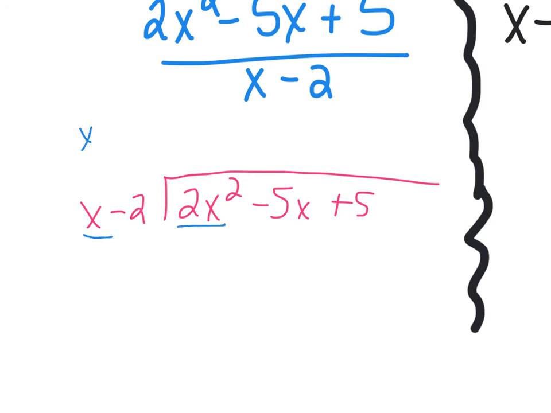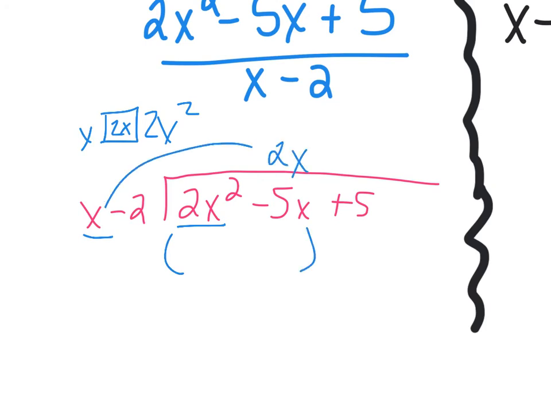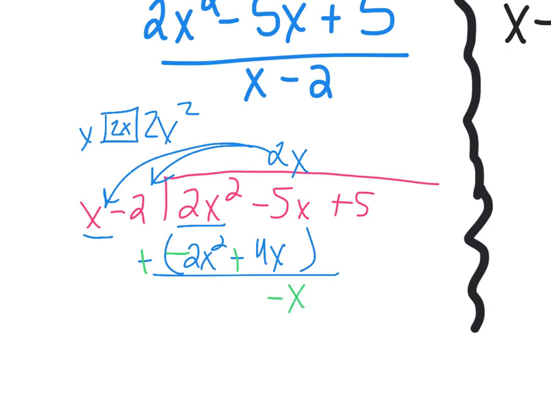X into 2x squared. So x times what gives me 2x squared? 2x. Where do I put that? Over the 5x. Good. Now multiply. 2x times x is 2x squared. 2x times negative 2 is minus 4x. Before I subtract, what do I have to do? Distribute. So what's negative 5x plus 4x? Negative x. What happens to my 2x squareds? They cancel. And then what do I do with the 5? We do long division all over again. So first term into first term. X times what is negative x?